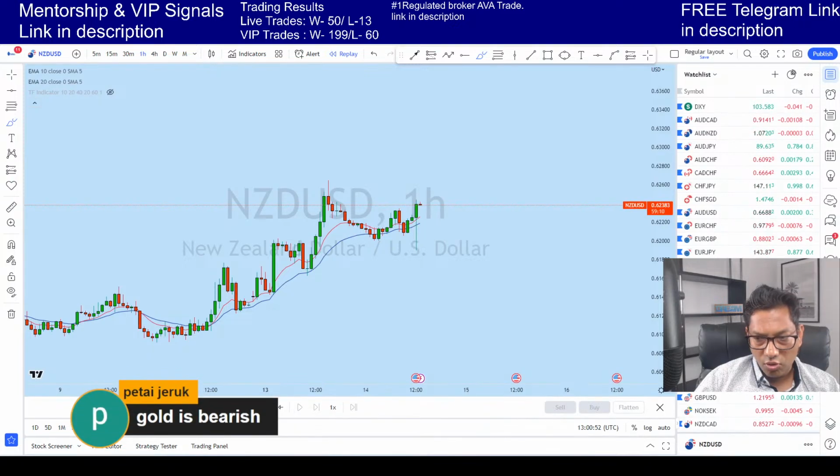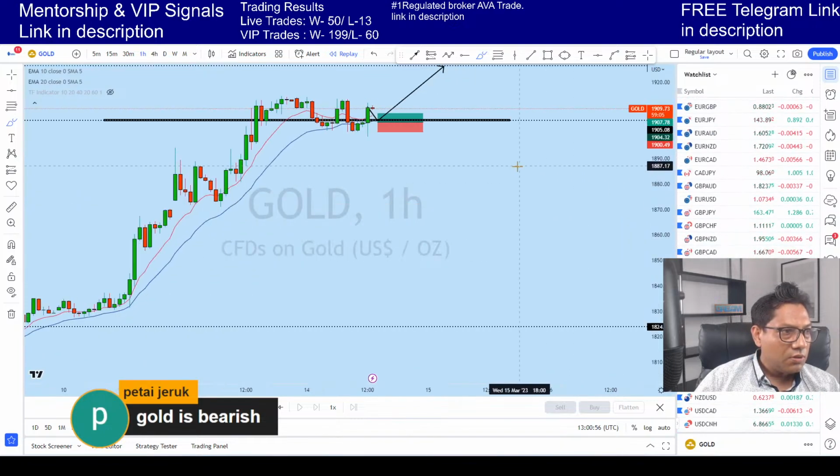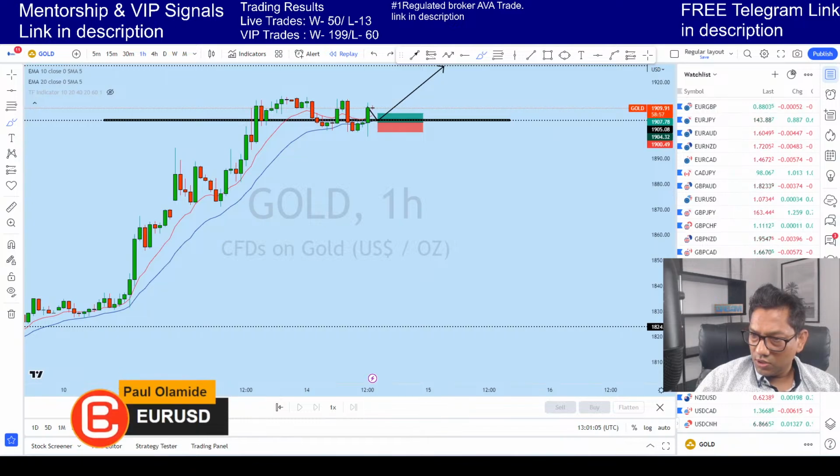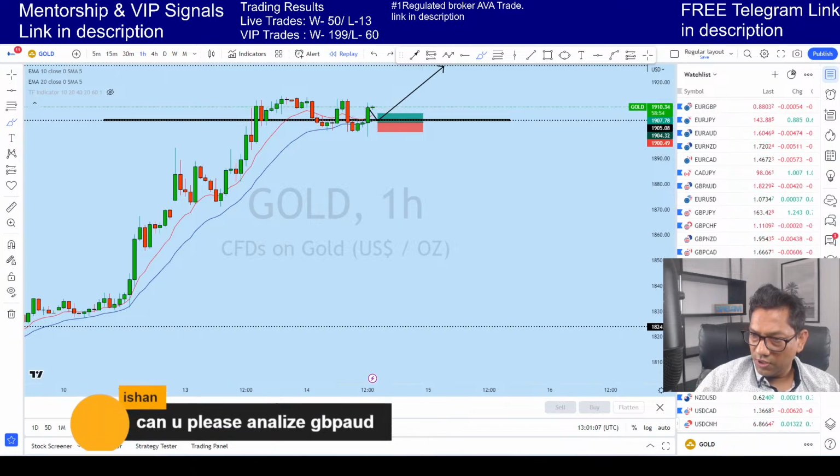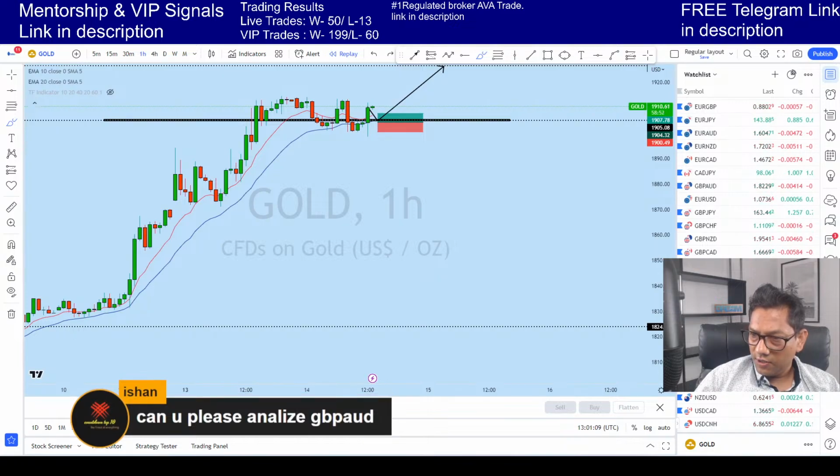Gold bearish? Now gold, I don't think gold is bearish. Euro dollar, can you please analyze GBP AUD? Absolutely, I'll look at it.